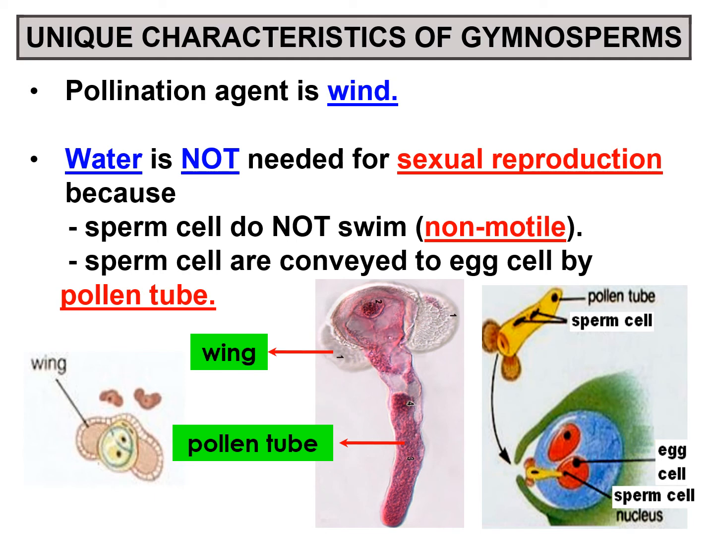So the pollination agent is mostly wind. Dia dah tak bergantung, dia tak macam tumbuhan berbunga tu, dia perlukan pollination agent, ada haiwan, angin ke apa kan. Tapi untuk gymnosperm, the pollination agent is wind. Water is not needed because the sperm do not swim. The sperms are non-motile. And then sperm cell are conveyed to egg cell by pollen tube.